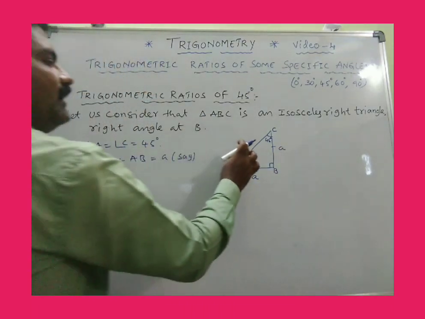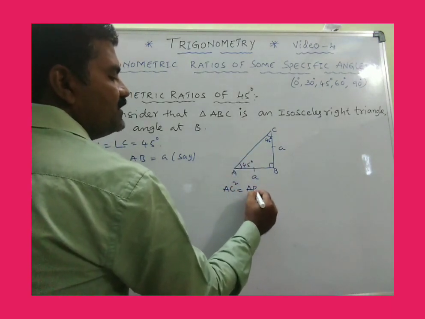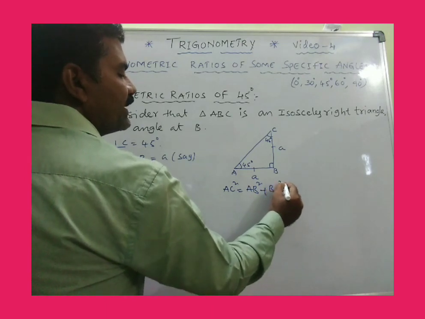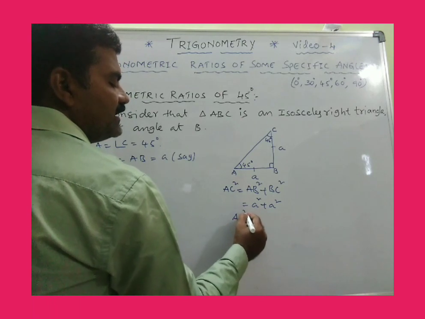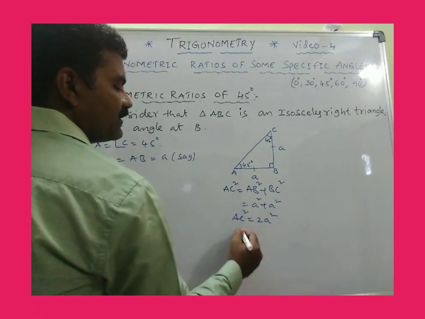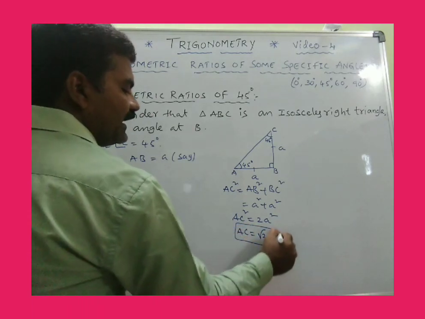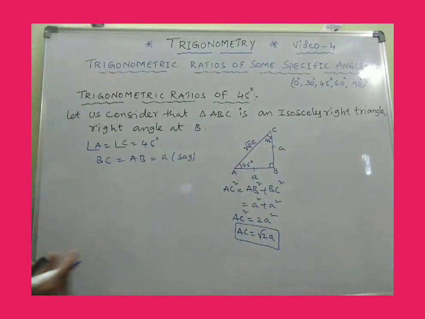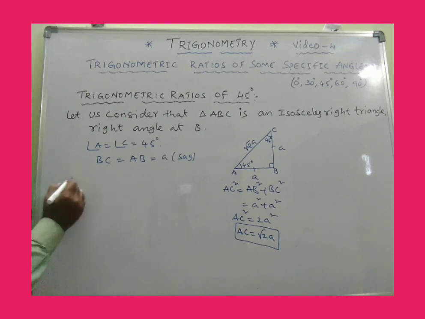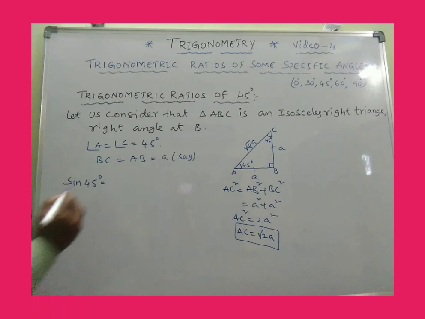Then you know AC square is equal to, what is AC square actually? AB square plus BC square. That is a square plus a square. Hence AC square is equal to 2a square. And from this AC is equal to root 2 a. This length is equal to root 2 a. Fine? Okay. Now, let us find the value of sine 45 degrees.